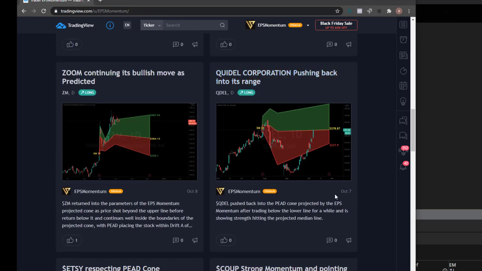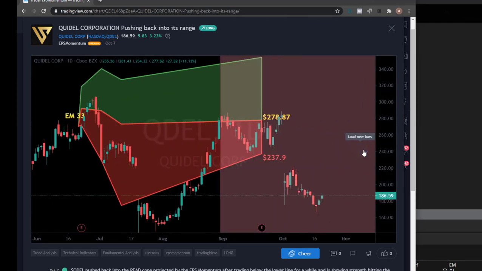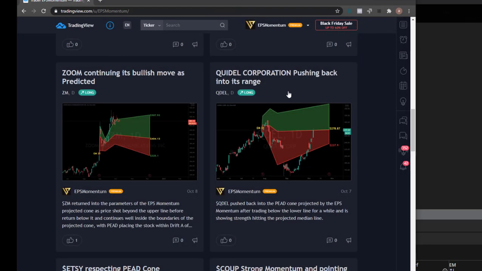Now, on October 7th, we did PEAD. Let's see how it did. It did exactly what it did. It finished the quarter there. Then it went down, and we can look at the cone of PEAD on EPSMomentum later. But it stayed in the cone.